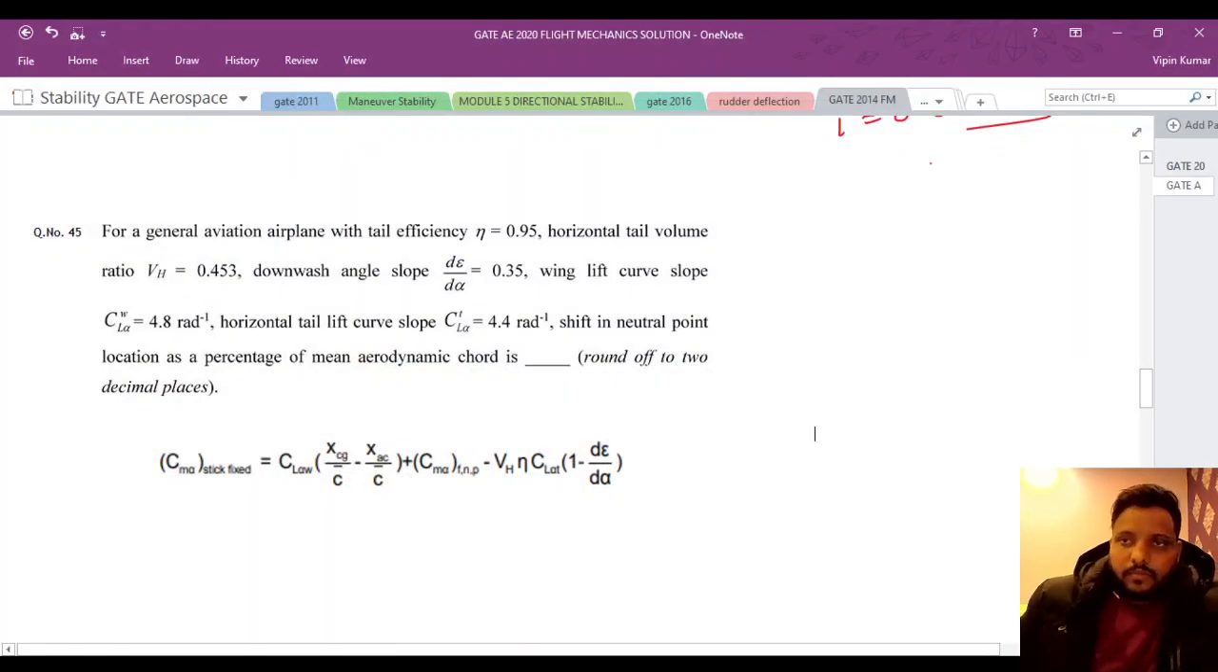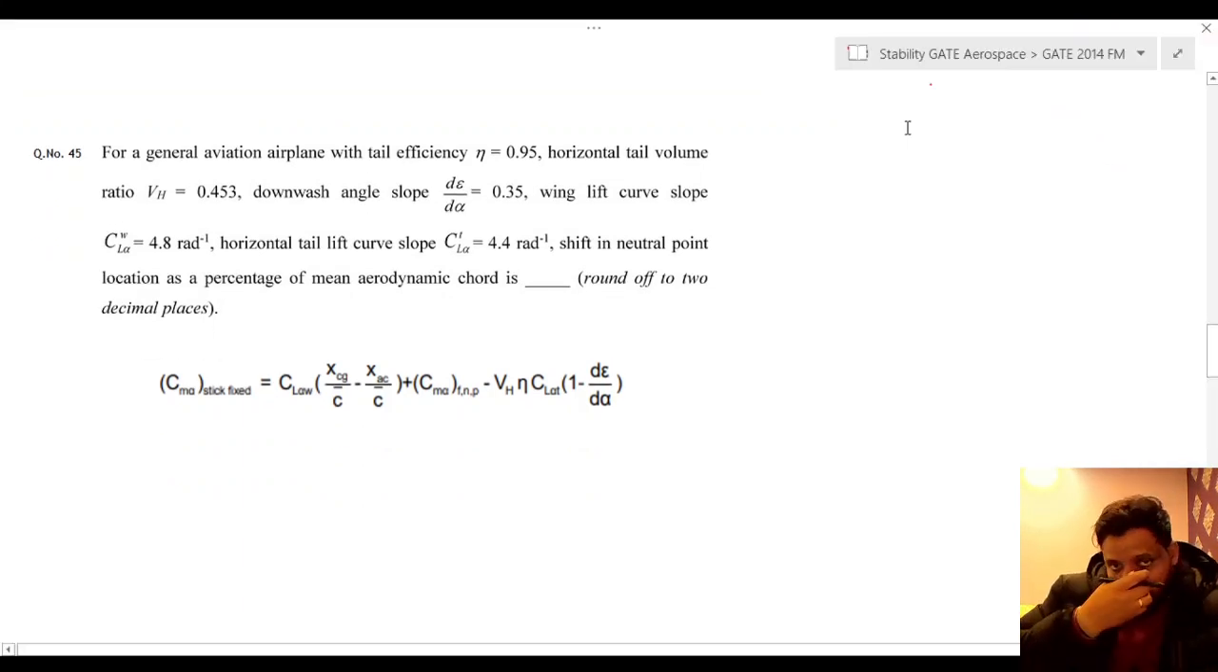So this is question number 45. For a general aviation airplane with tail efficiency as 0.95, horizontal tail volume ratio VH is 0.453, downwash angle slope is 0.35, wing lift curve slope is 4.8 per radian, and horizontal tail lift curve slope is 4.4 per radian. Here we need to find the shift in neutral point location as a percentage of mean aerodynamic chord. So let us move to the solution.